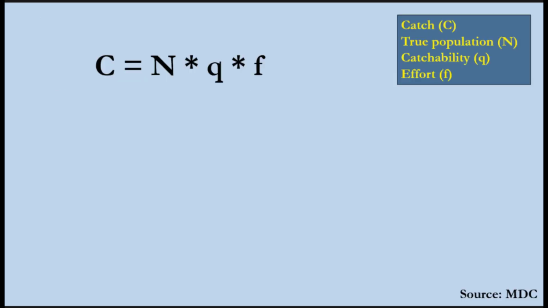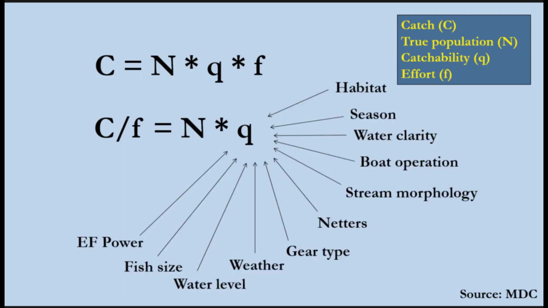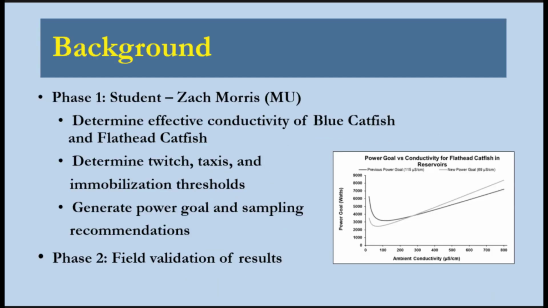This is a catch equation in your sample. It's the product of the true population catchability and the amount of effort that you expend, which will increase catch. Here it's slightly rearranged, and as you can see, a lot of factors can influence our estimates of catchability. Although it seems daunting, it could be argued that most of these can be addressed in some form in standard sampling protocols. Perhaps what would be difficult is fish size in a system and stream morphology or lake morphology.